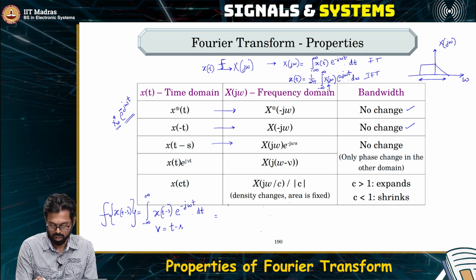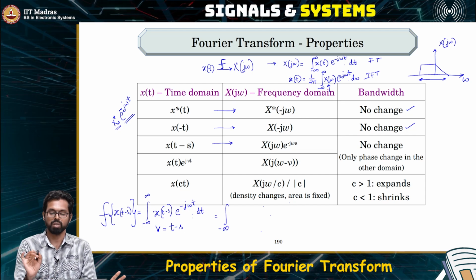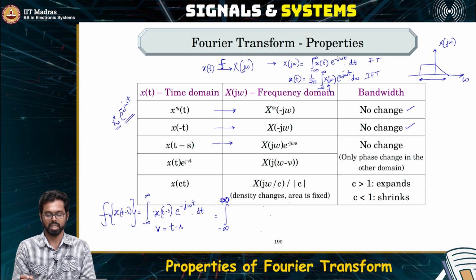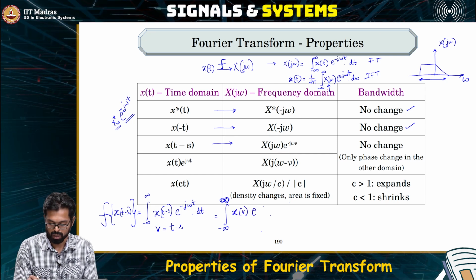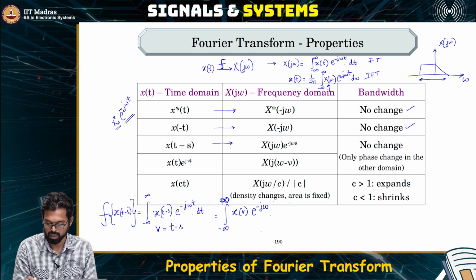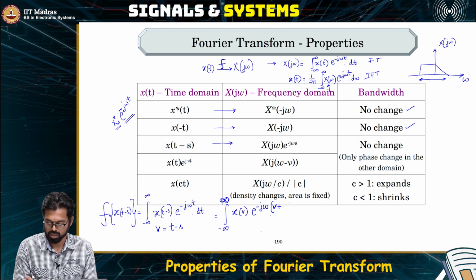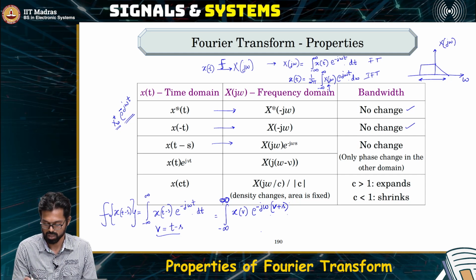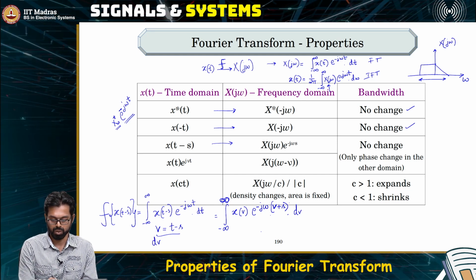When t is minus infinity, what happens to v? It is still minus infinity, because s is after all a constant. s is not infinity, it is a finite constant. Because of that the limits do not change, they remain as such. So we get x of v e power minus j omega t, where t is now nothing but v plus s, and dv equals dt.